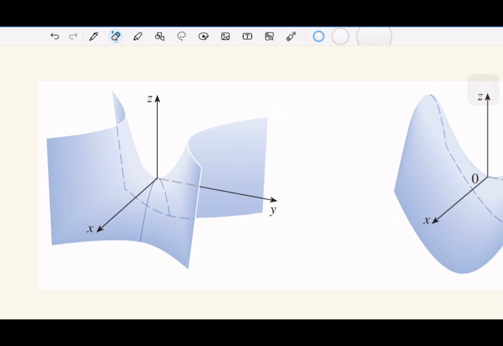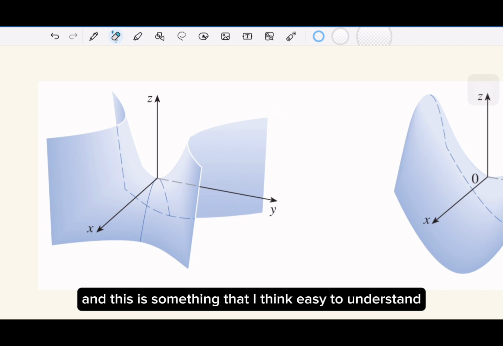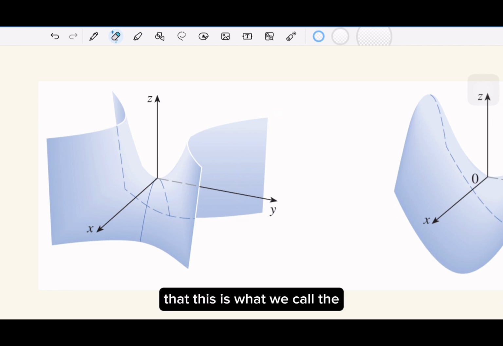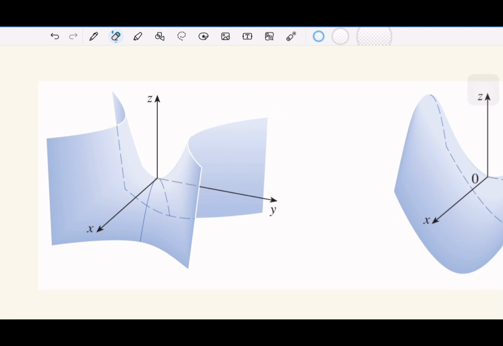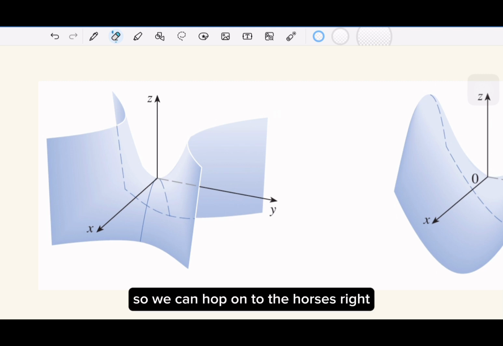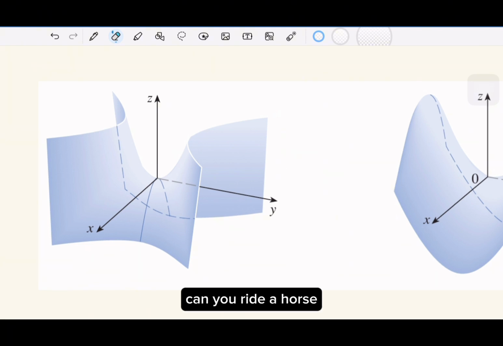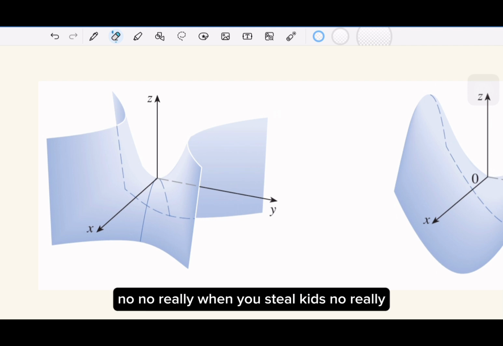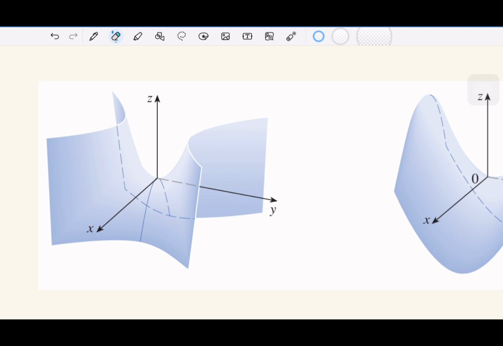This is something that I think is easy to understand. It's like when you ride a horse, the horse needs to wear a saddle so we can hop on to the horse, right? Have you ridden a horse? No? Really? When you were still kids, no? Really? Why? It's so fun.